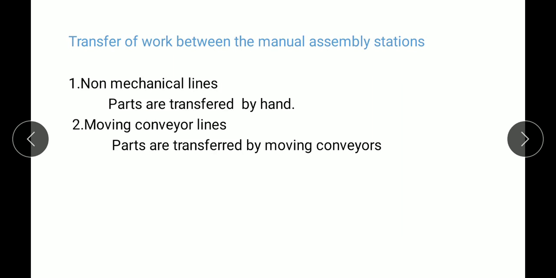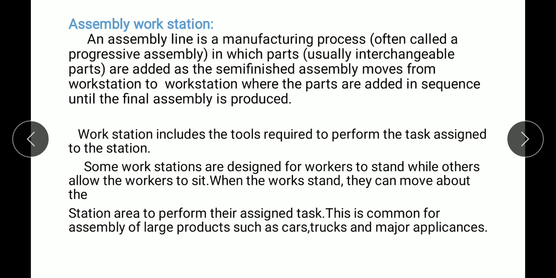The second one is moving conveyors. Generally, what is the function of a conveyor? A conveyor is used to transfer objects from one place to another place. When we use conveyors we can reduce the time, and it also requires fewer workers. Generally, where do we see conveyors? For example, lifts. A lift is also one type of conveyor to transfer parts from one place to another place. So that is conveyors. Next one is assembly workstation.